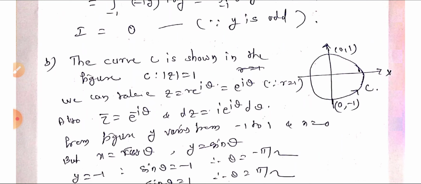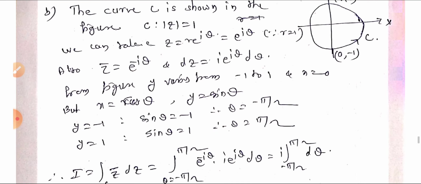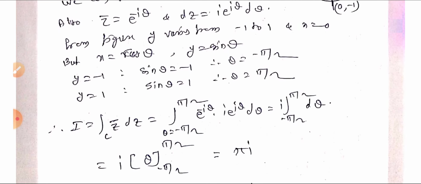So from the figure y varies from minus 1 to 1 and x equal to 0, but x equal to cos theta and y equal to sin theta. So here y varies from minus 1 to 1 means theta varies from minus pi by 2 to pi by 2, because y equal to minus 1 means sin theta equal to minus 1, that gives theta equal to minus pi by 2, and y equal to 1 means sin theta equal to 1, that gives theta equal to pi by 2.